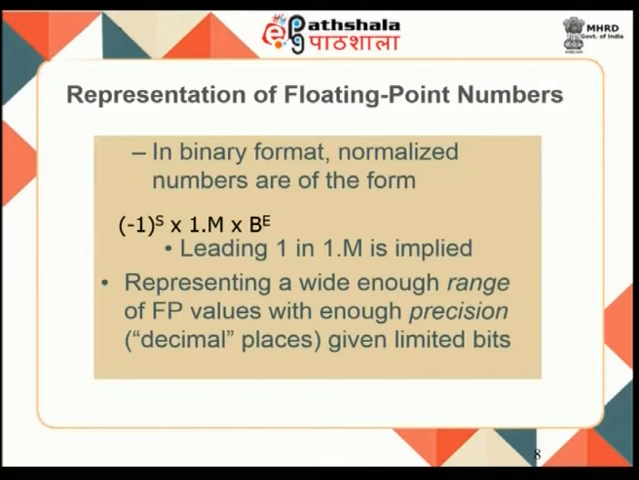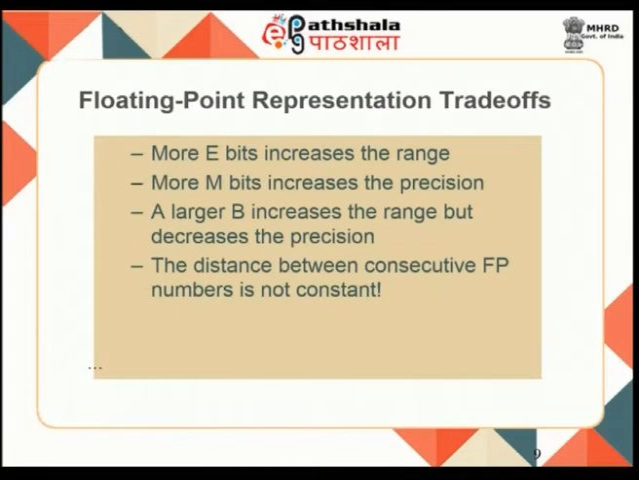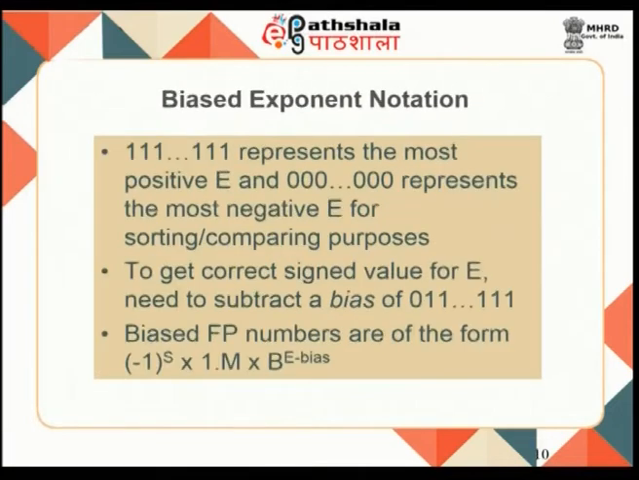So, representing a wide enough range of floating point values with enough precision, that is decimal places, given the number of limited bits, is our aim. When you look at the trade offs that you have to do here, if you have more number of e bits, it obviously increases the range, and more number of m bits increases the precision of the number system, and a large b or the base of the number system, the radix of the number system, increases the range but decreases the precision. And you always know that the distance between consecutive floating point numbers is not constant.